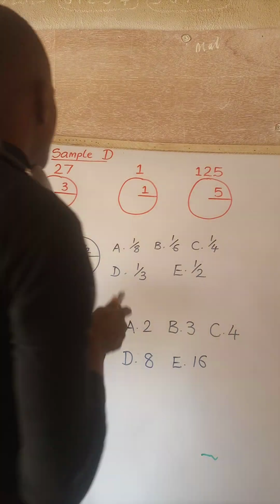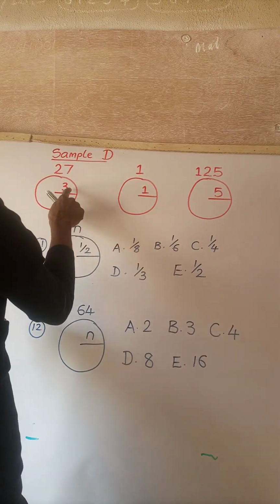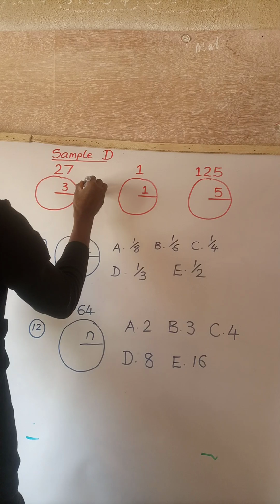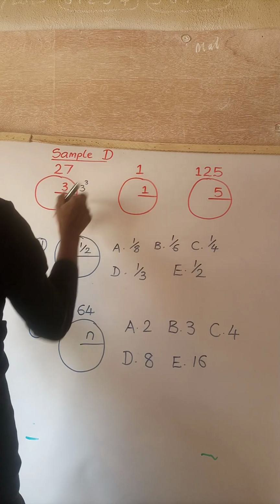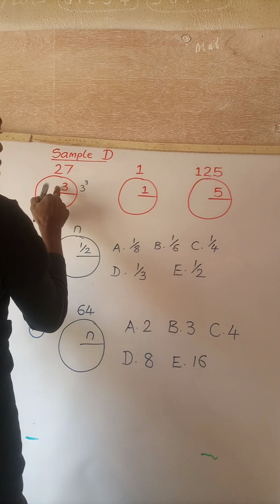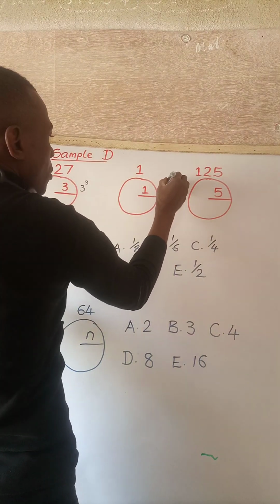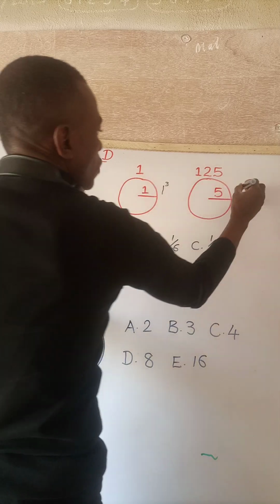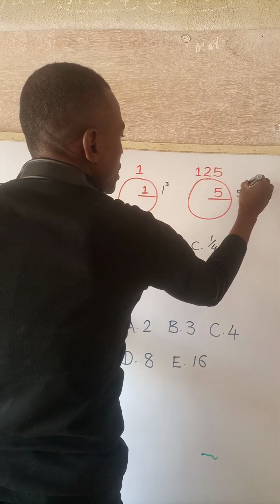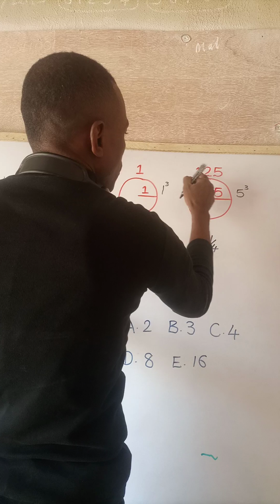Now, in sample D, what they did here is very simple. This thing now is what? 3 power 3. Okay? 3 power 3. So if 3 multiplies itself 3 times, it will give us 27. The same thing is also applicable here, 1 power 3. Okay? This one is also what? 5 power 3, meaning 5 times 5 times 5, 125.